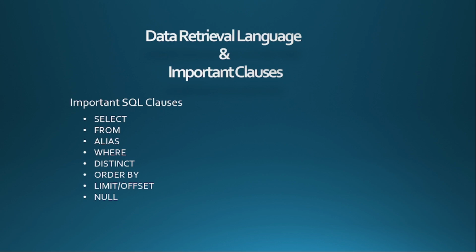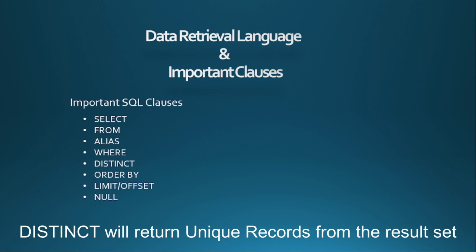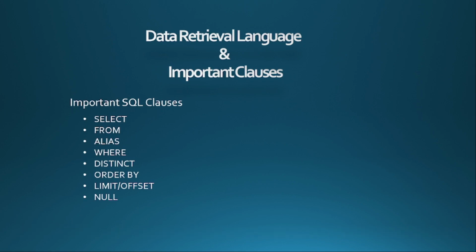Coming to the next, where is the clause which we use to filter the number of rows from the result set, so that they meet the conditions. We can provide the conditions using the where clause. The distinct clause will remove duplicate rows from the result set. The order by clause will sort the data in the result set. If we want to do any sorting, ascending or descending, we will go with order by.